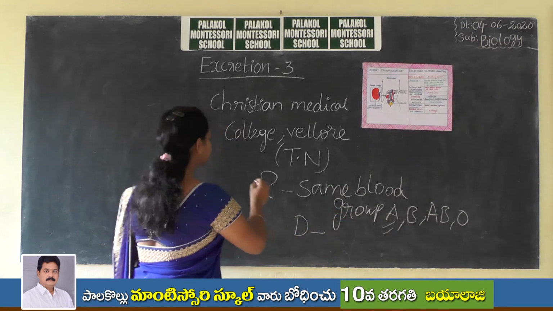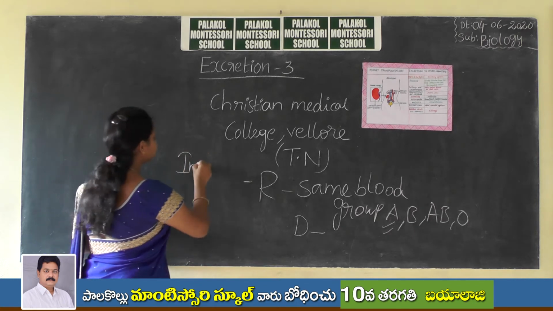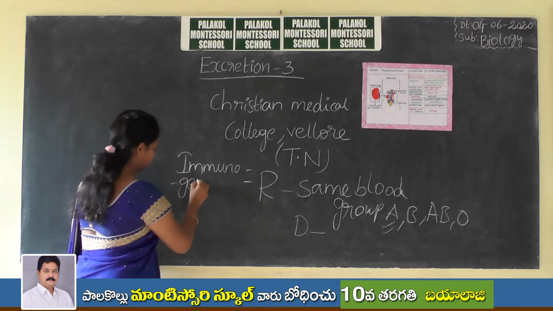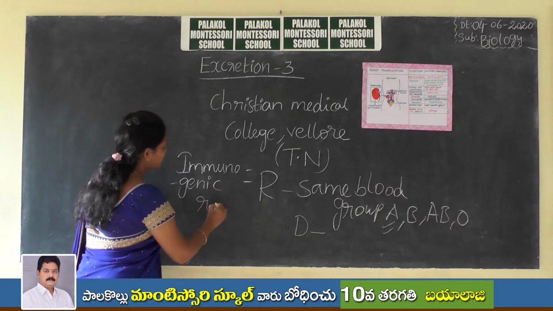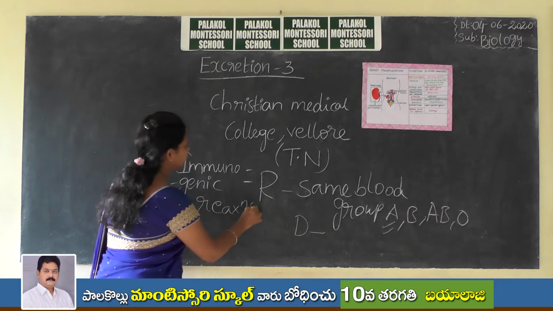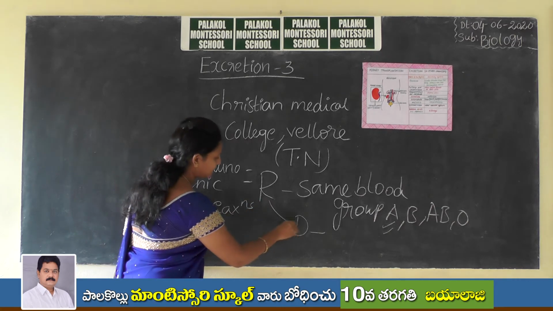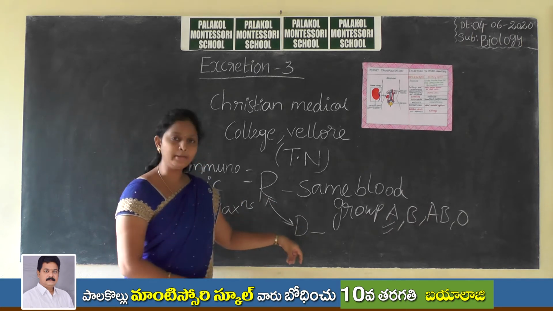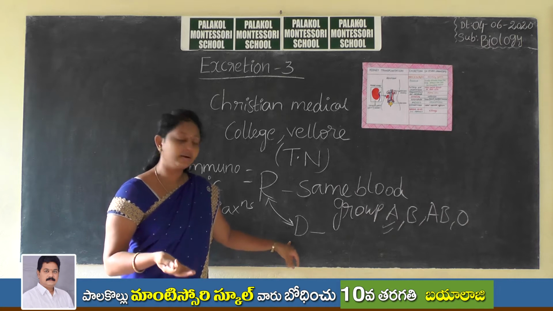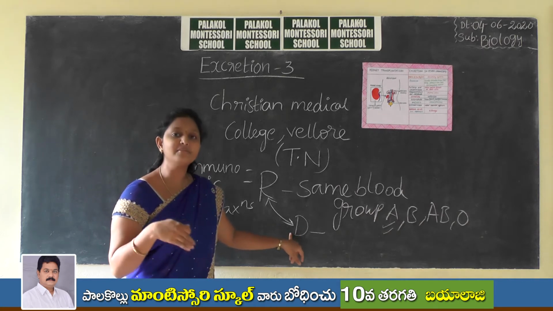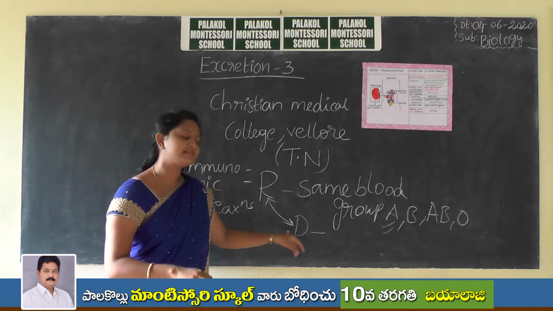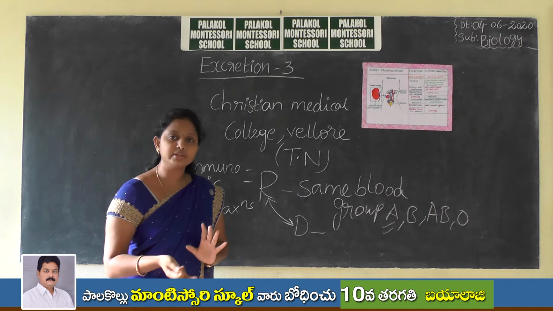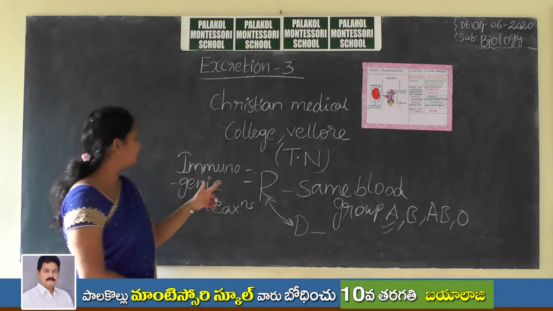Another important thing is immunogenic reactions. Immunogenic reactions must be the same between recipient and donor. If an antigen enters the donor's body, the way the donor's immune system responds, the recipient's body must also respond in the same way to the antigen. That is nothing but immunogenic reactions.